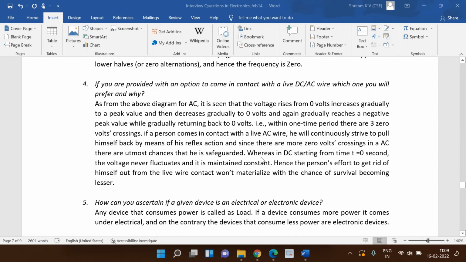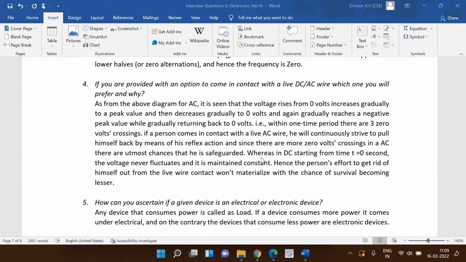If you are provided with an option to come in contact with a live DC or AC wire, which one would you prefer and why? You should not prefer both ideally. It is actually not good, but if you are asked a question hypothetically like this, you need to go with AC. Why? The reason is very simple.